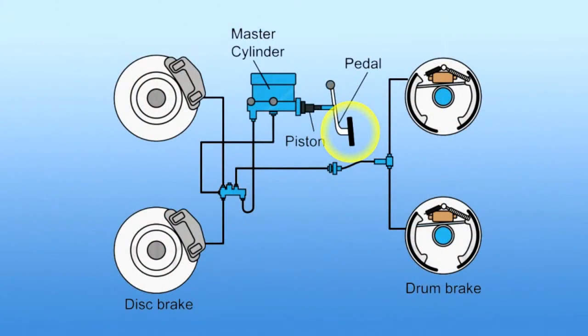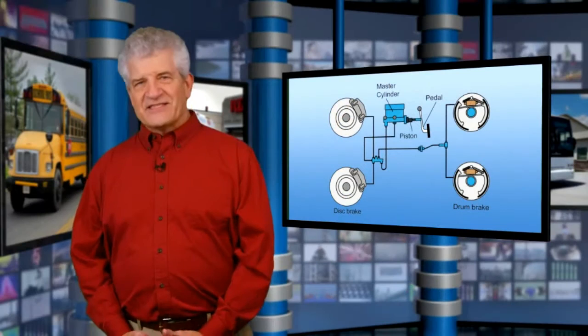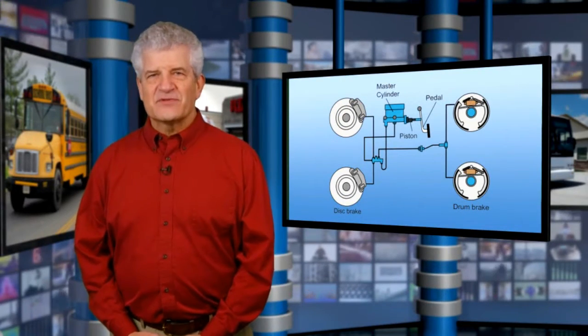When you press down on the brake pedal, you exert pressure on a master cylinder filled with brake fluid, and this pressure is then transmitted through the brake lines to force the pads against the discs and the shoes against the drums. For safety, the front brakes and rear brakes are both on separate dedicated lines. As you can see, it's a fairly simple system.